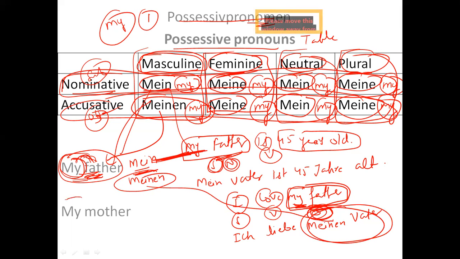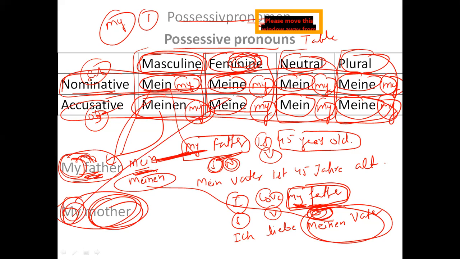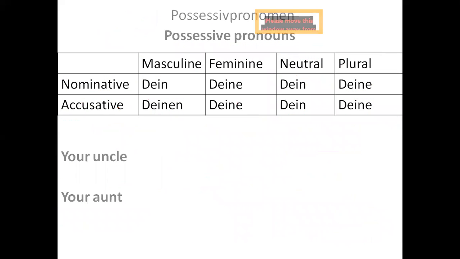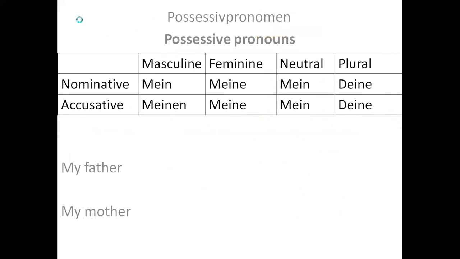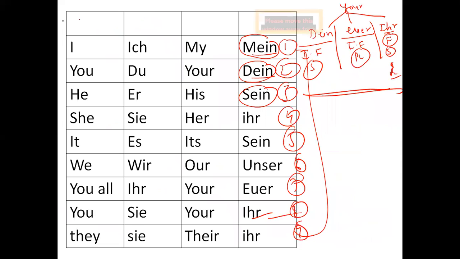For example, here my mother. So I'm talking about mother now, feminine. So this my can be meine or meine. Both are the same, but that depends whether I'm using it in a subject or an object. All right. For example, the next table. I told you in the beginning that there are nine tables. Mine we have understood, so I need to delete this table.